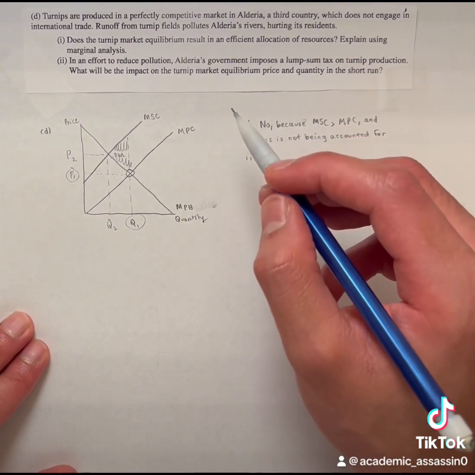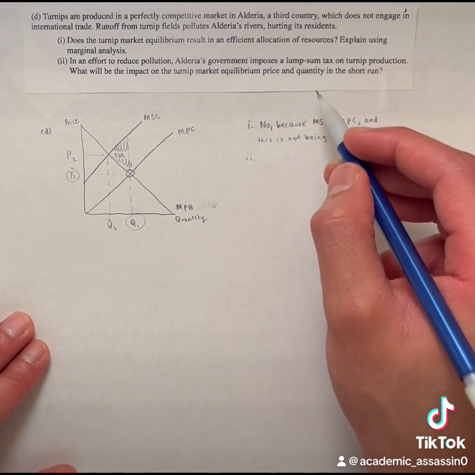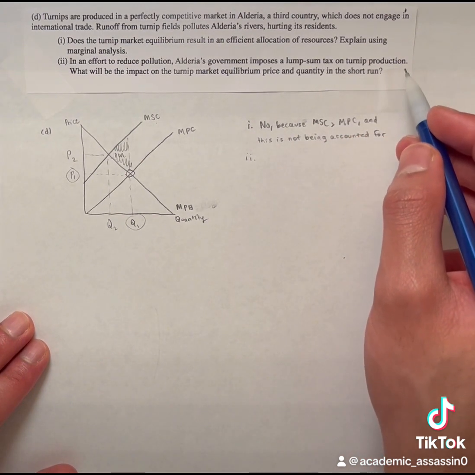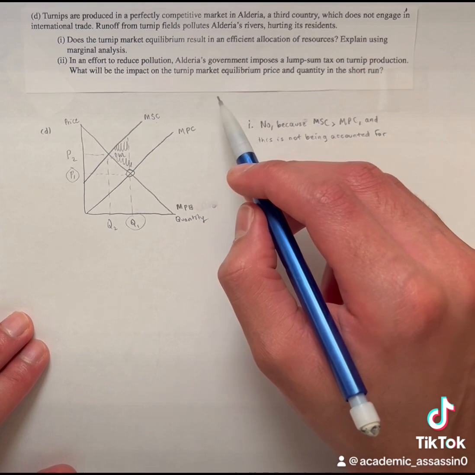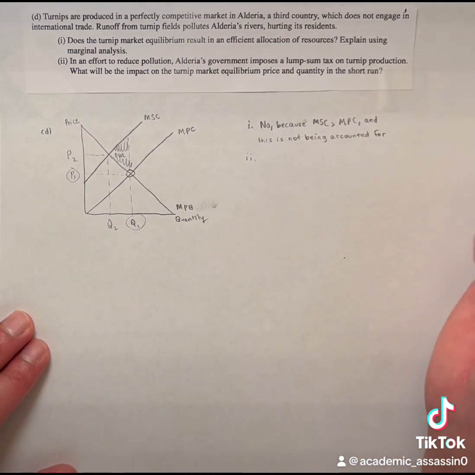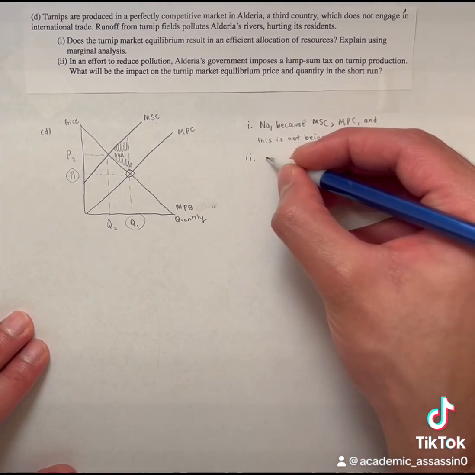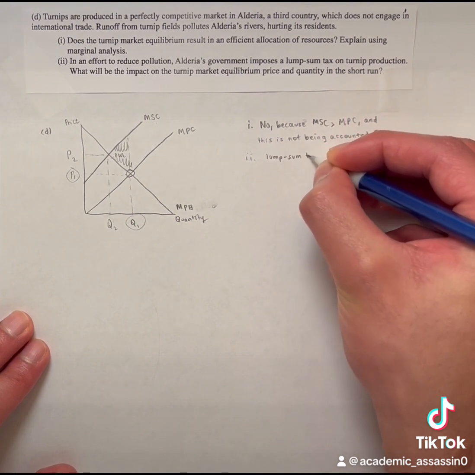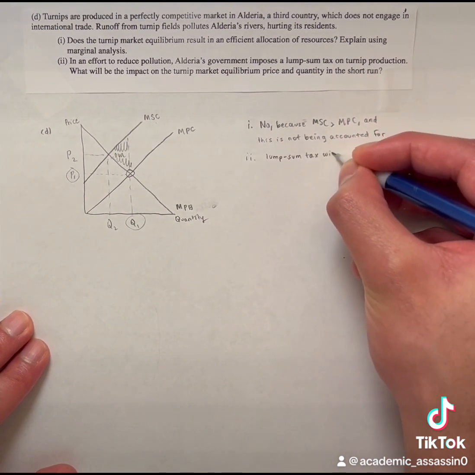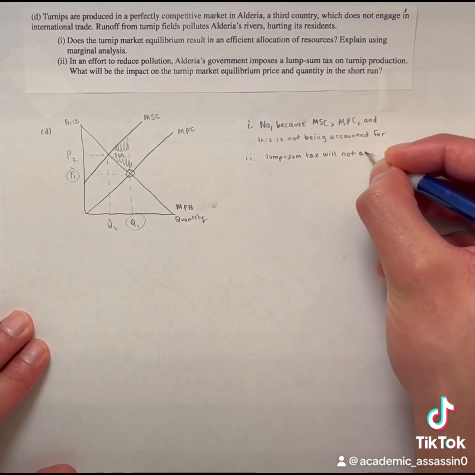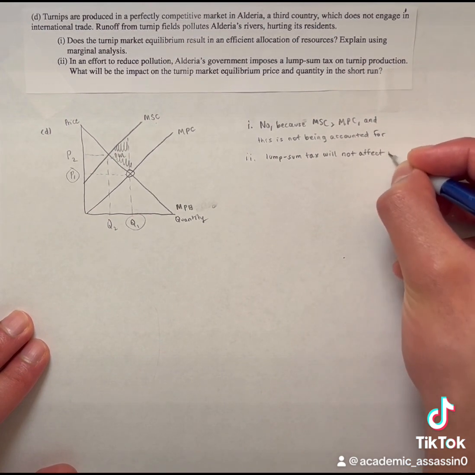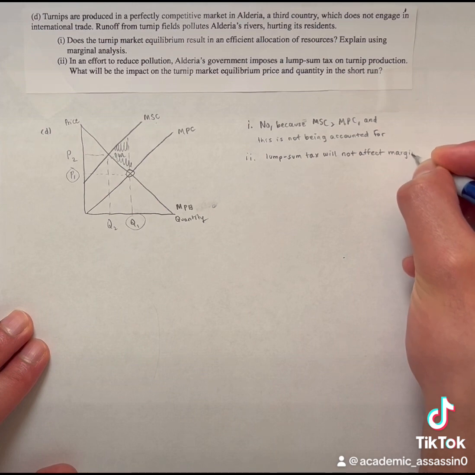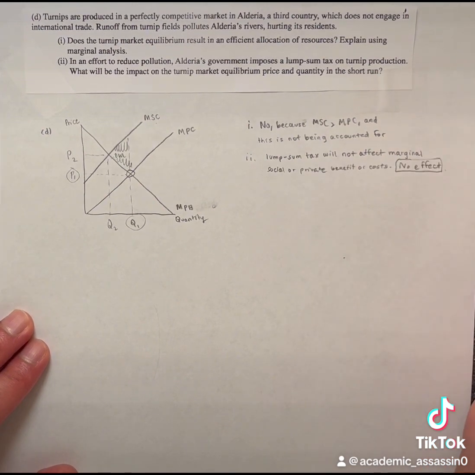In an effort to reduce pollution, Algeria's government imposes a lump sum tax on turnip production. What will be the impact on the turnip market equilibrium price and quantity in the short run? So for this one, you just need to realize that a lump sum tax will not affect marginal cost. So the answer is no effect.